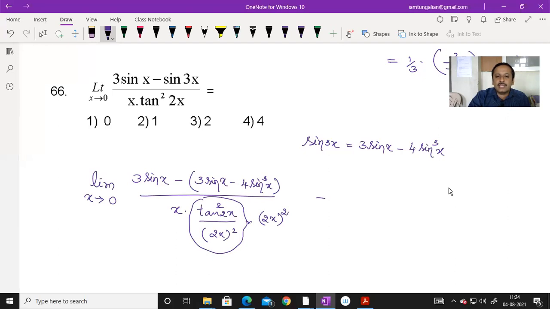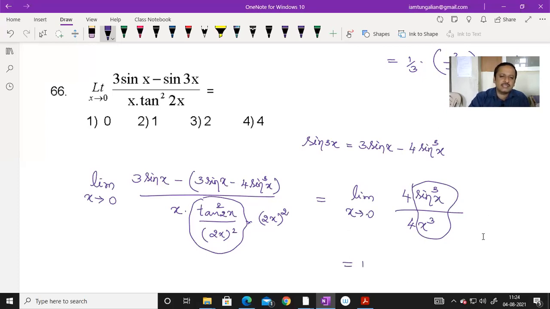Right. So then here 3 sin x minus 3 sin x, that gets cancelled. Limit x tends to 0, minus and minus plus, 4 sine cube x divided by 2x whole square, that is 4x square into x, 4x cube. As x approaches 0, sine cube x by x cube becomes 1. So 4 by 4, that is also equal to 1. Hence, second option is the right answer.